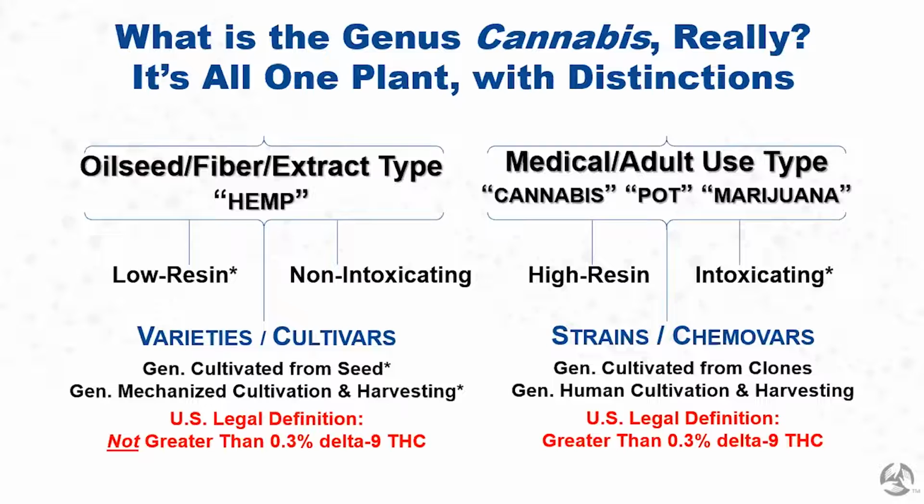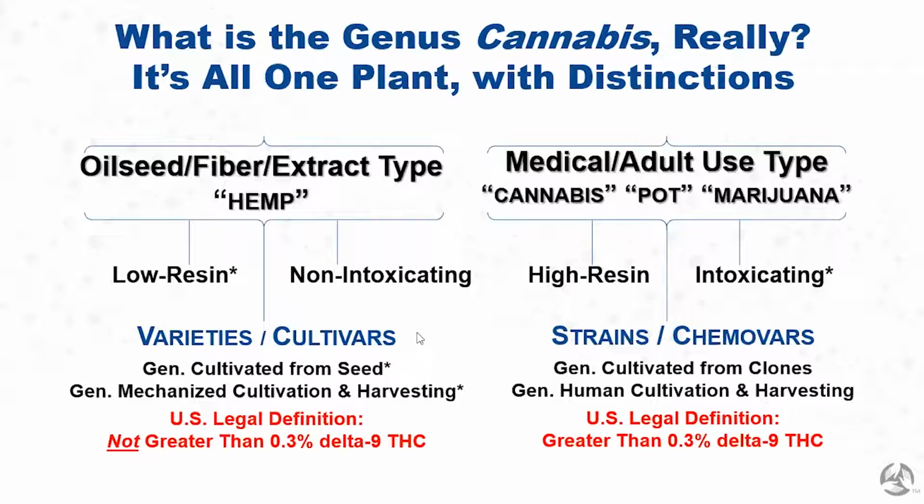Let's talk for a minute about what is cannabis really. It's all one plant, but with some very important distinctions, legal distinctions, and of course, the ability to be intoxicating distinctions. And it is that intoxication factor that dictates the legal distinction. So we have two basically types of cannabis, even though it is all one plant. One is that oilseed fiber and extract type, the non-intoxicating extract type that we call hemp. It's a low resin, non-intoxicating form of cannabis. It's generally cultivated from seed and generally mechanized cultivation and harvesting.